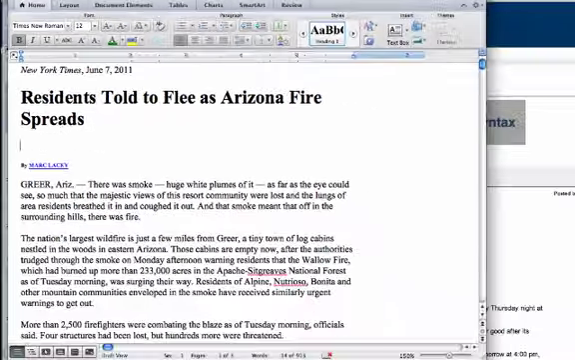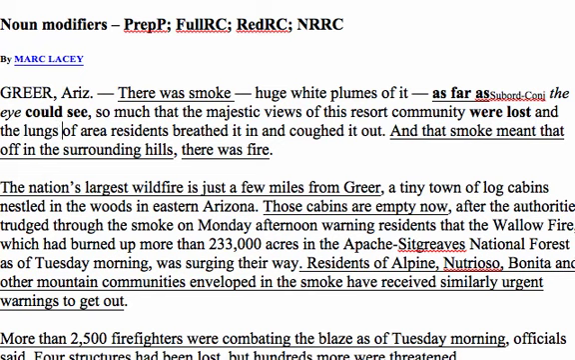So much smoke, I would say, that the majestic views of this resort community were lost and the lungs of residents breathed it in and coughed it out. What do we want to think about that as? We know that we're looking at clauses because we've got a verb phrase here and a verb phrase here. So what could it be?